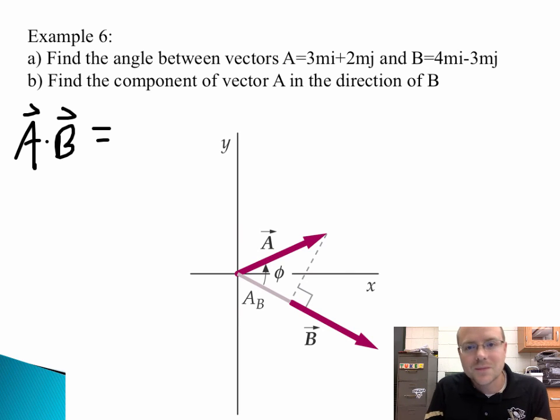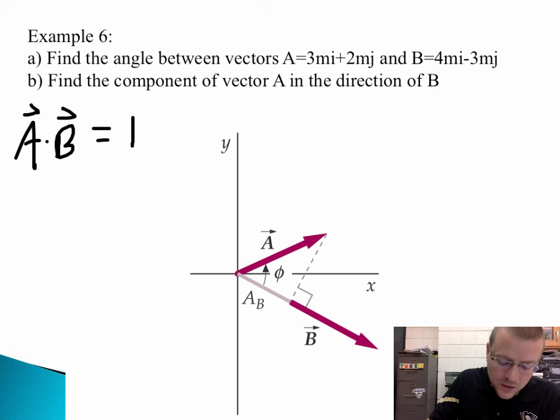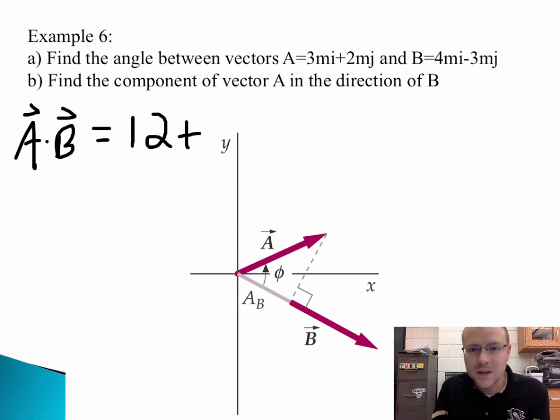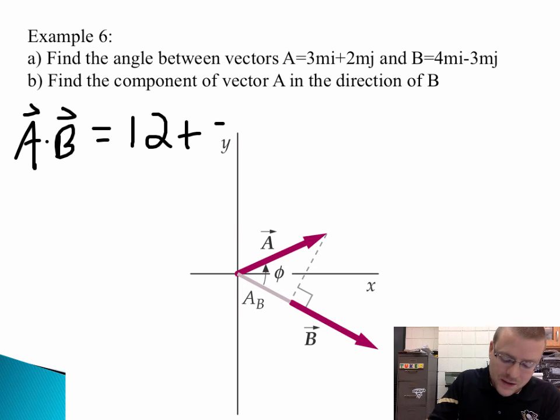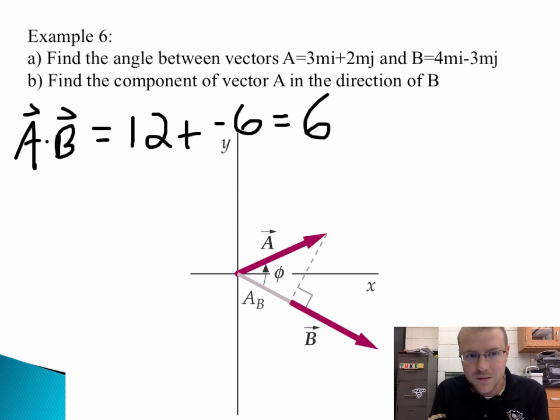So here's your solution. A dot B, you're going to multiply the i components together, so that's 3 times 4, gives me 12, plus 2 times -3, gives me a minus 6, so that means A dot B is just 6. So that's nice and easy for you if you're ever asked, what is the magnitude of vector A dotted with vector B? Now it wants us to find the angle between them.